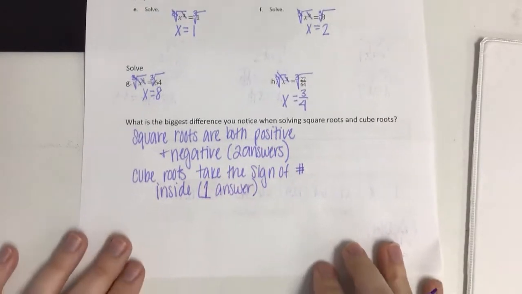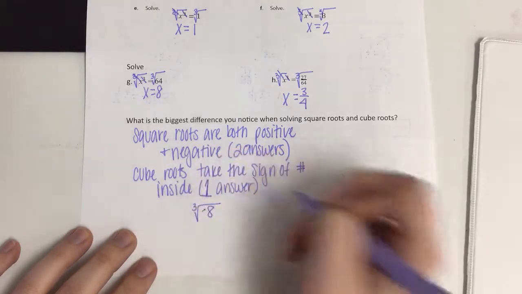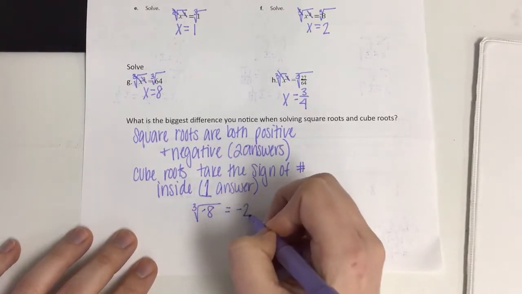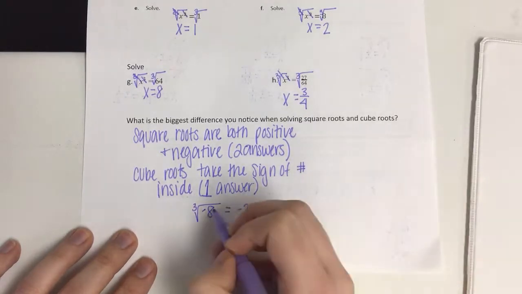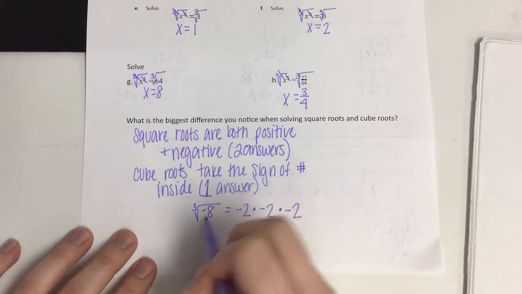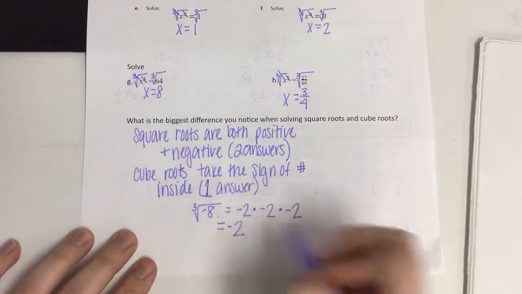If I were to find the cube root of negative 8, that would be negative 2 times negative 2 times negative 2, which would be negative 8. So my answer here is actually just negative 2.